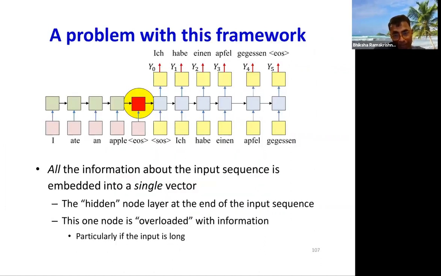So all very good. This is a nice model. It works nicely. But there's a problem. It's not really optimal. The problem is that all the information about the input sequence is now embedded into a single vector, which is the hidden representation derived at the end of the input. So this one vector is overloaded with information and forced to carry all the information about the input, which is problematic. Particularly if the input sentence is very long, to expect this one vector to retain all the useful information about it is kind of unreasonable.